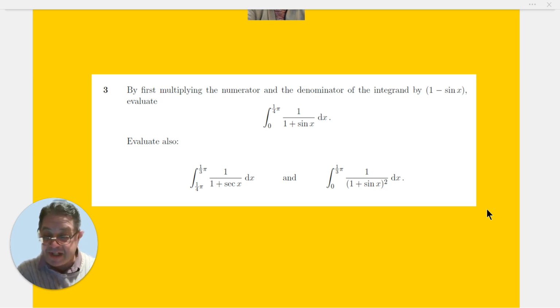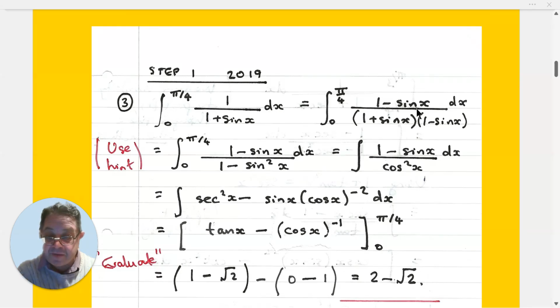Remember, in step exams nowadays there's no formula sheet, so any formula you want to use you have to know. So the first one, we're going to integrate 1 over 1 plus sine x between 0 and pi over 4, and we're told how to do it by multiplying by 1 take sine x. So we do that. On the bottom we get 1 take sine squared x, using our hint, which is cos squared x. Split the integral, we get sec squared x minus sine x times cos x to the minus 2.